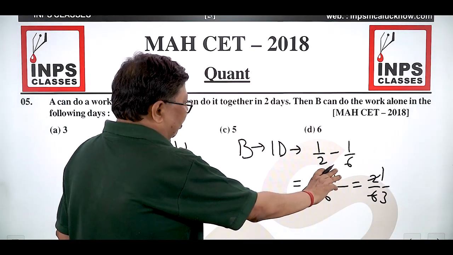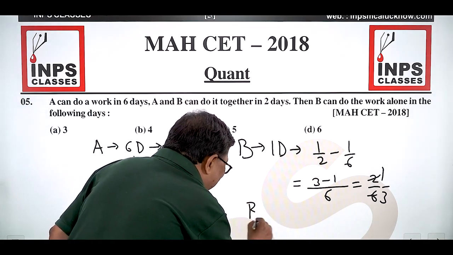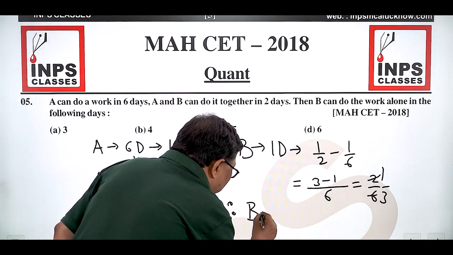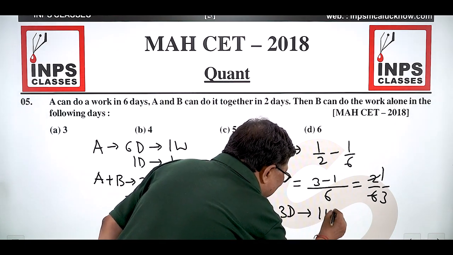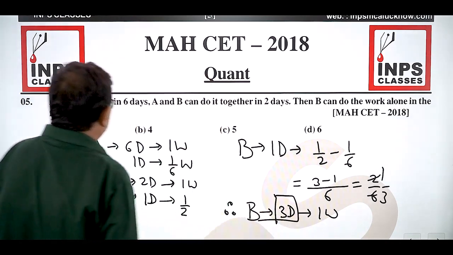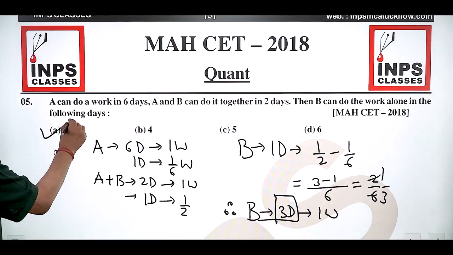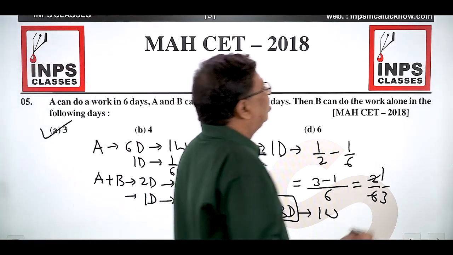So, in one day he does 1/3 of the work. Therefore, B will take 3 days to complete one work, the full work. So, our answer has to be 3 days. So, that is option A here. Okay, 3 days is the answer, and we move to the next question.